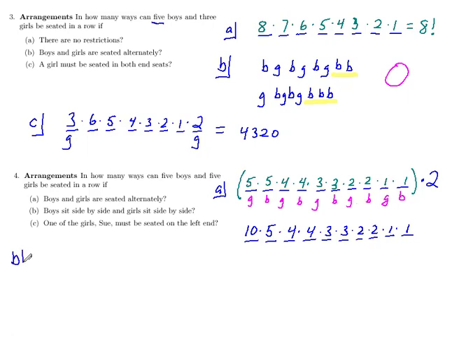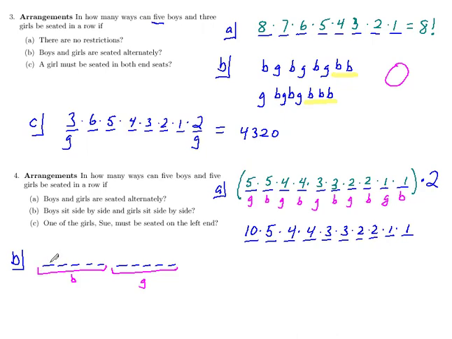Now part B, boys sit side by side and girls sit side by side. Well, by saying the boys sit side by side, it's like taking the first 5 seats, let the boys be there. The next 5 seats, let the girls be there.